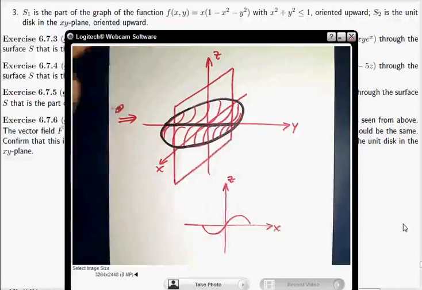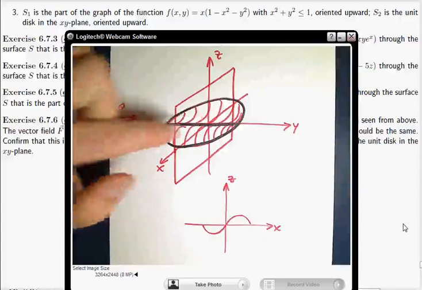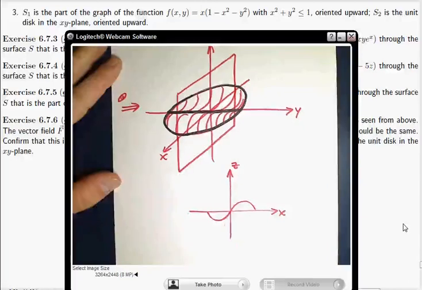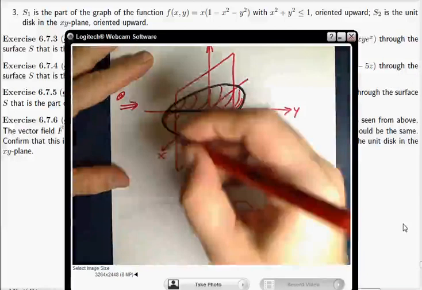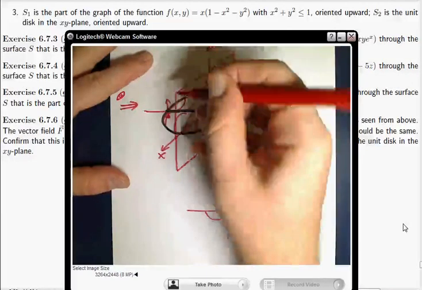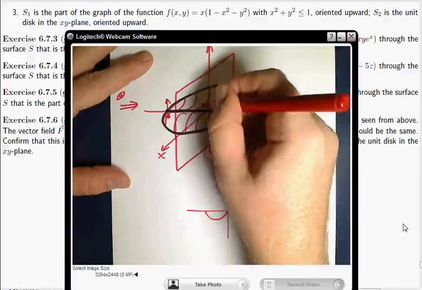Just to help us see what this is trying to represent. We're not going to do that much with this. Okay, so there's our first surface. By the way, oriented upward. Let's remember that. So that little bit of surface there is oriented upward.